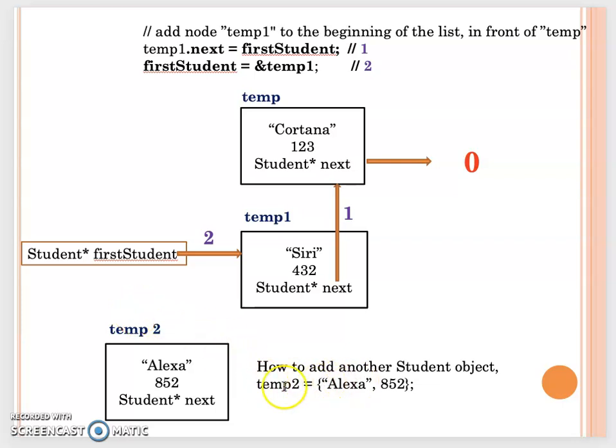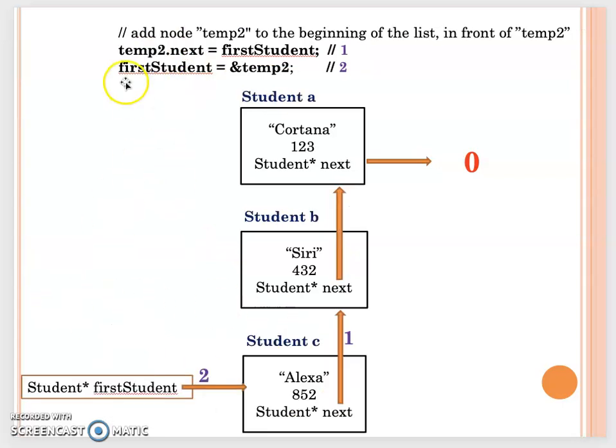So now can you see how you will do the second one? If I have a temp2, it's Alexa, A52. Right, so when you add the new node temp2, the same thing, you copy these 2 lines after you create a new node. Then you just have temp2 next equal to the first student, and first student equal to the reference for the temp2. So that's why they look like this.